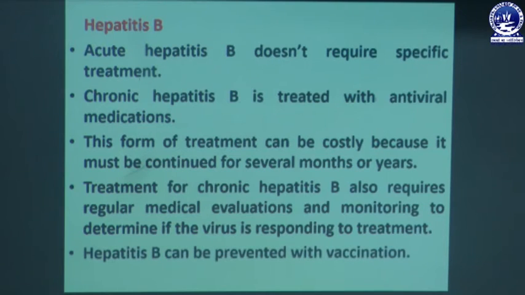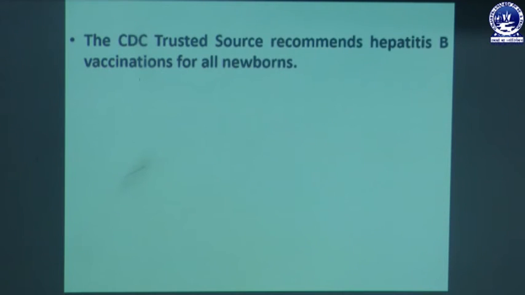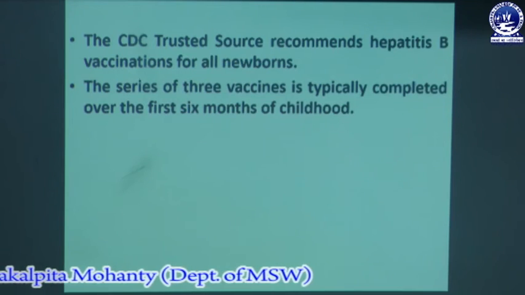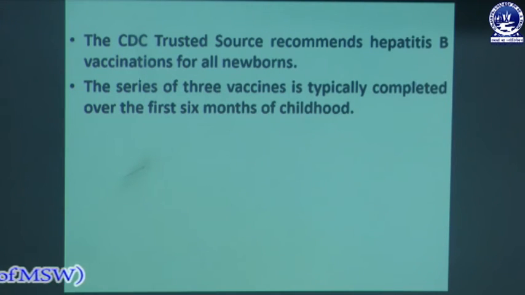And next, hepatitis B can be prevented with vaccination. The CDC trusted source recommends hepatitis B vaccination for all newborns. The series of 3 vaccines is typically completed over the first 6 months of childhood, and through this we can prevent hepatitis B disease.